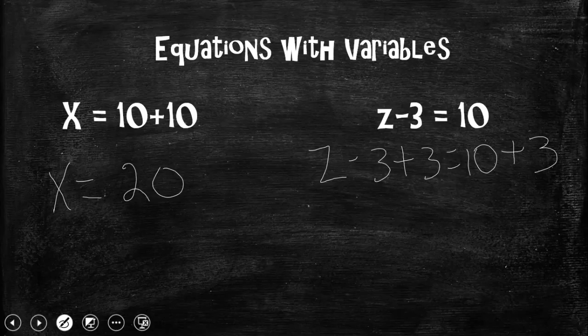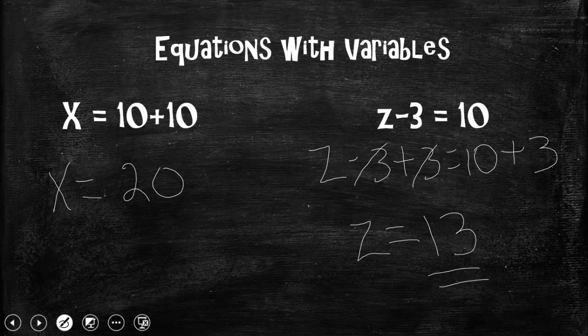So in this case, the minus 3 and the plus 3 cancel each other out. So we're left with the Z by itself. And then we say 10 plus 3 is equal to 13. Now, how do we check to see if we're right? Well, let's substitute the 13 in for the Z at the top. So 13 minus 3 is equal to 10. So that checks correctly. Let's go on to another one.